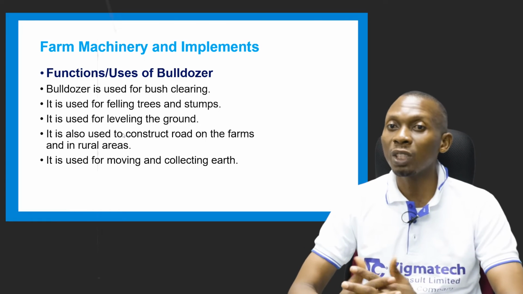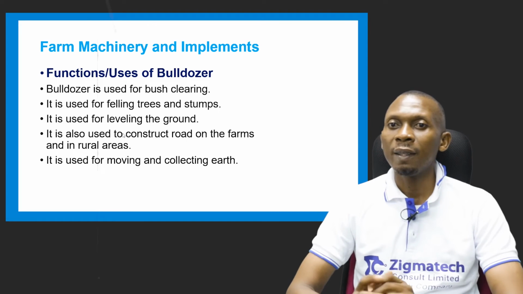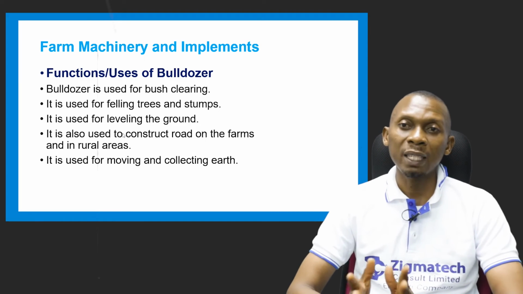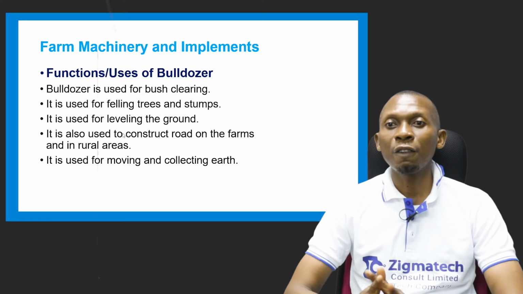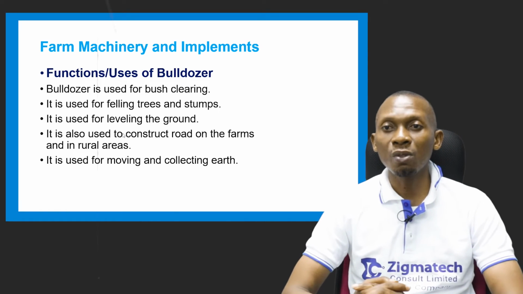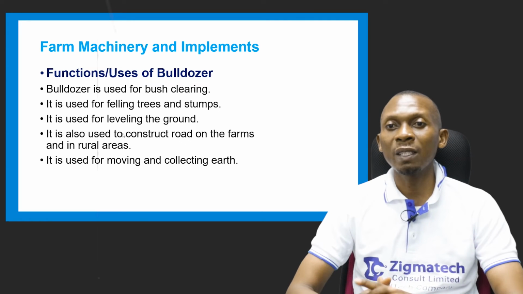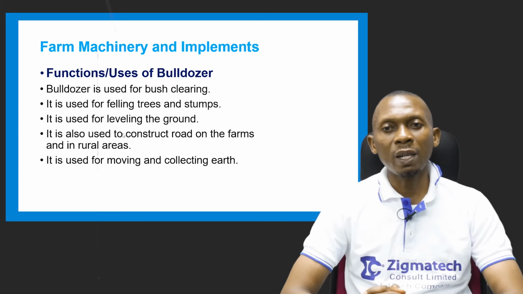It can be used for bush clearing. You can also use it to fell trees and remove stumps. Now, we fell trees, we do not fall trees. That's the proper terminology to use. For the felling of trees and the removal of stumps, the bulldozer can be used to achieve that. You can also use it to level the ground when the topography is undulating, not in order. You can use it to level the ground.